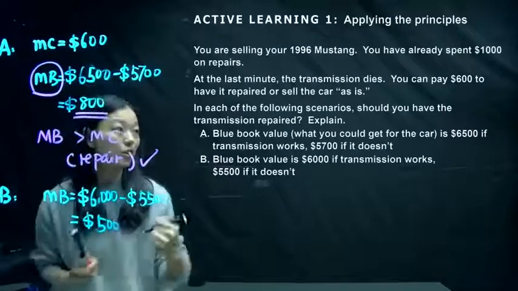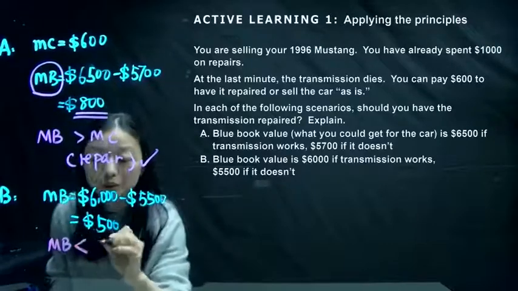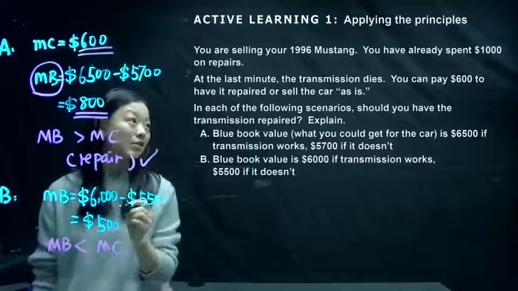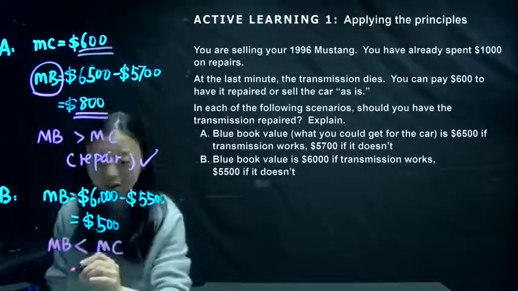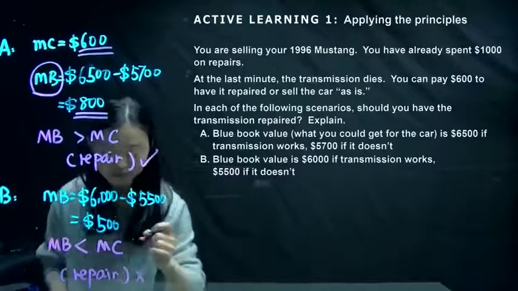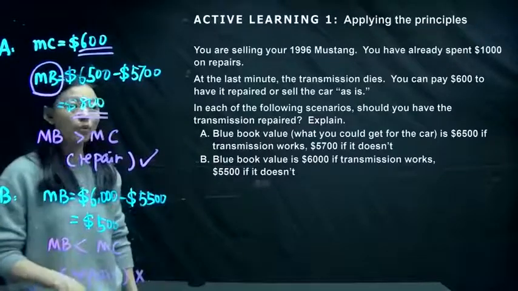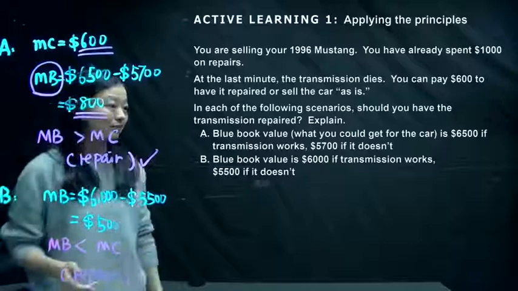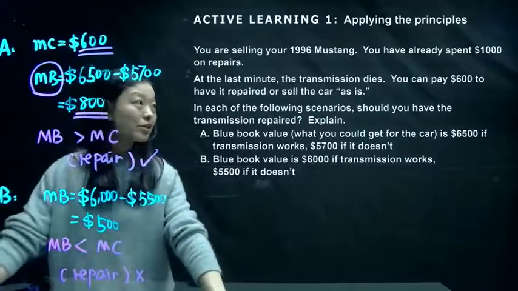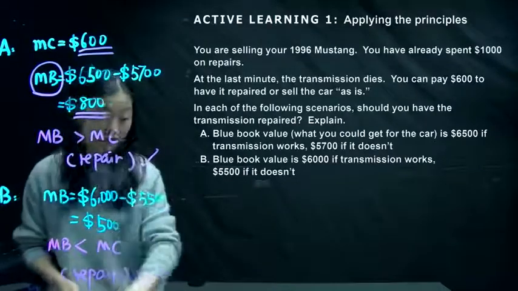In this case, you notice now the marginal benefit is actually smaller than marginal cost, right? Because the marginal cost is $600. Therefore, in the second scenario, we will not repair the transmission, okay? So this is how we solve this type of question. Now, I think up to now, we finished 3 principles, or I would say 3 foundations.